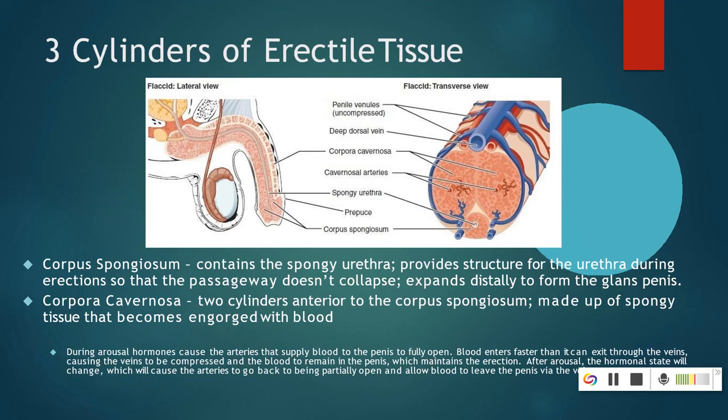The corpora cavernosa are two cylinders anterior to the corpus spongiosum, made up of spongy tissue that becomes engorged with blood, as I was saying earlier. During arousal, hormones cause the arteries that supply the blood to the penis to fully open. The blood enters faster than it can exit through the veins, allowing it to stay engorged, which maintains an erection. Then the hormonal state will change after arousal, which will cause the arteries to go back to normal.